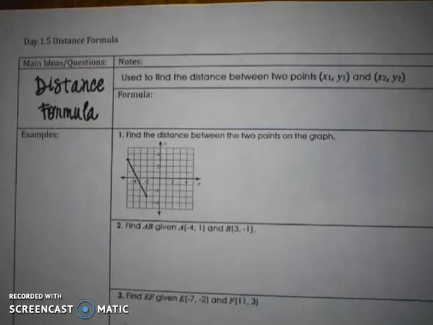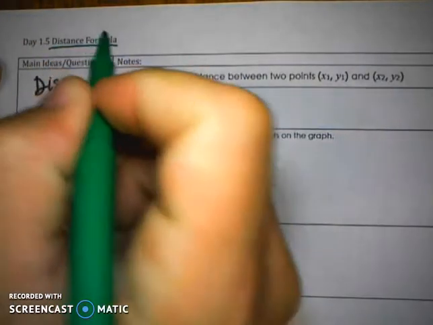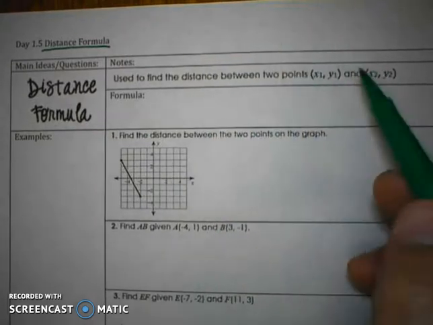Alright, welcome to the day 1.5 lesson video over the distance formula. So we're going to talk about this. There's a formula that we use, an equation we can always plug into, to find the distance between 2 points on the coordinate plane. A distance would be the length of a segment with these two endpoints.